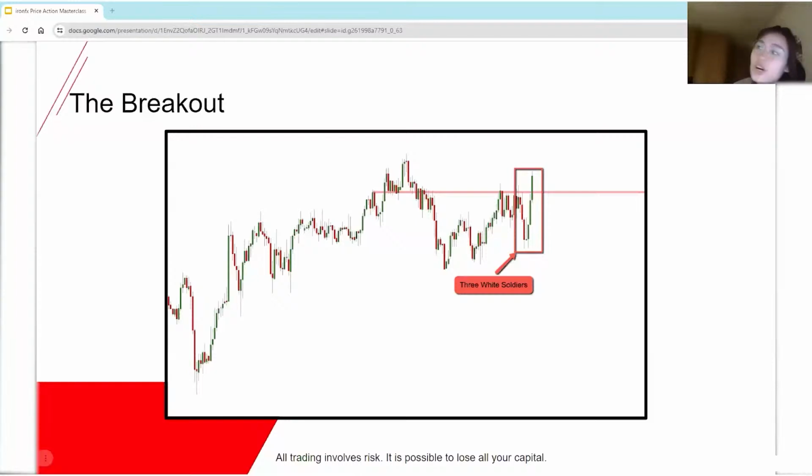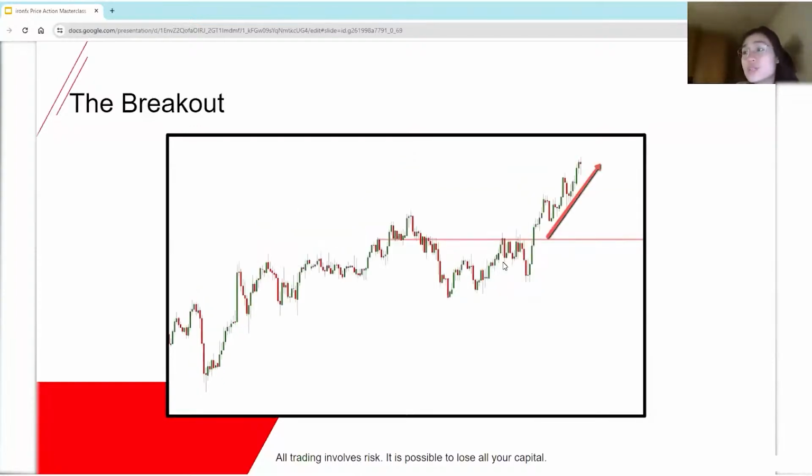Moving on, we can see after this three white soldiers, price broke out really strongly and rose above our resistance area.